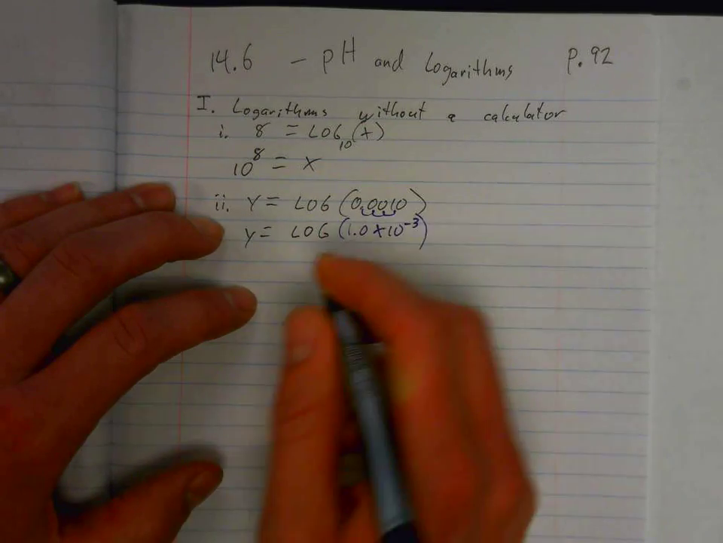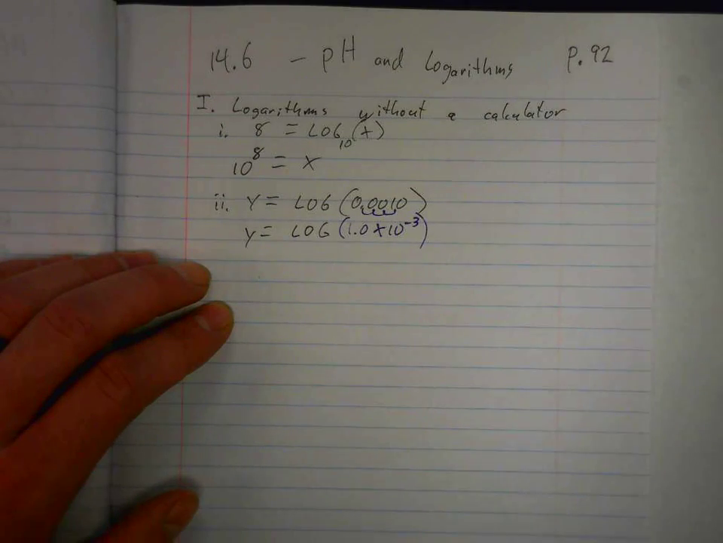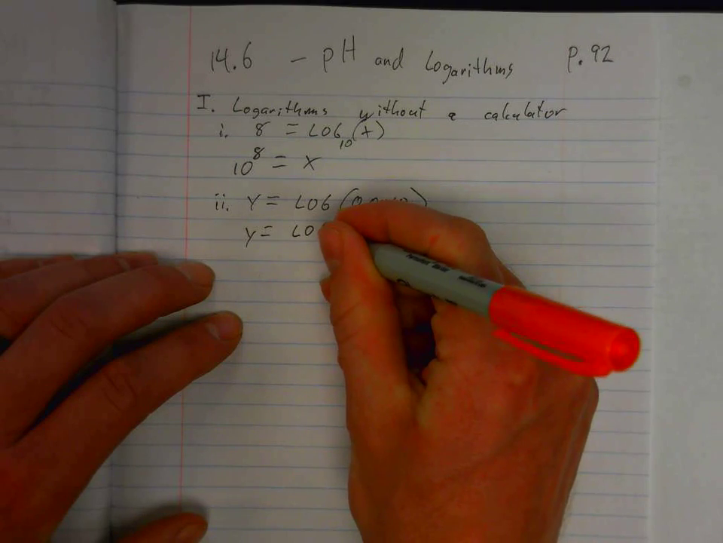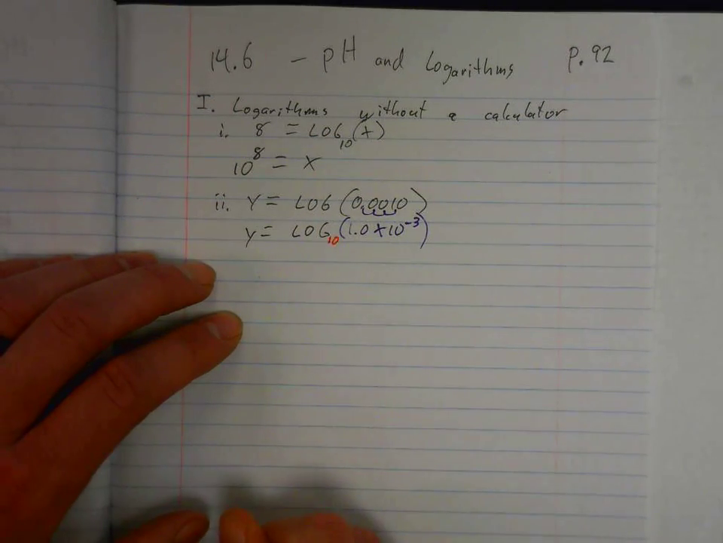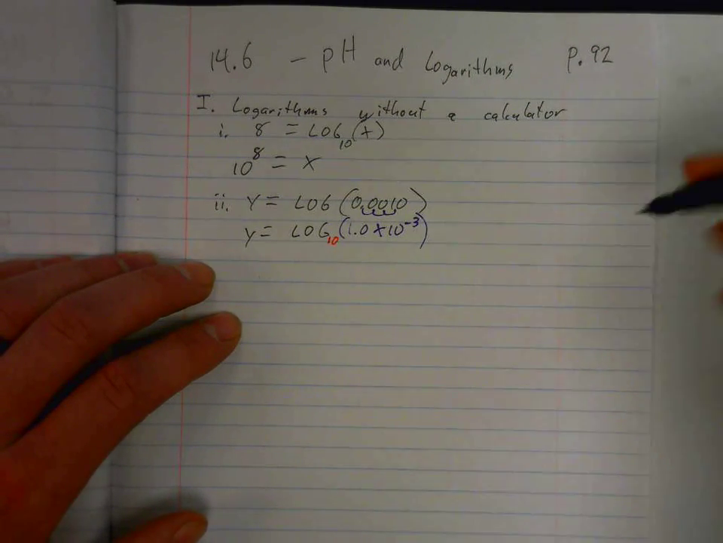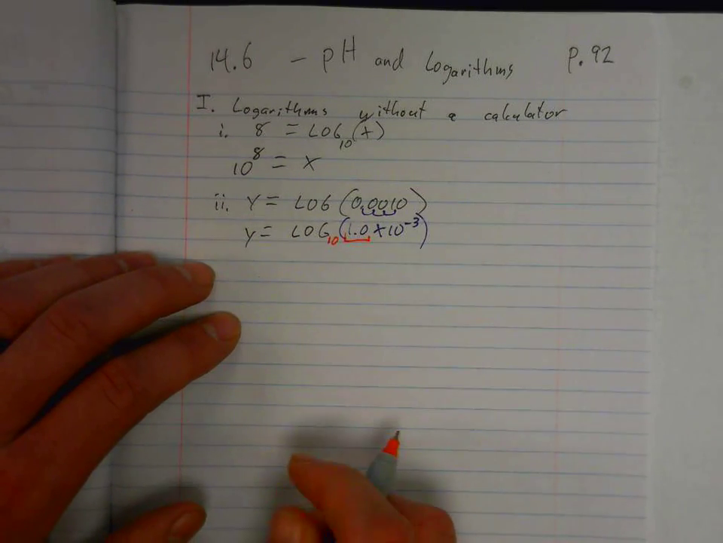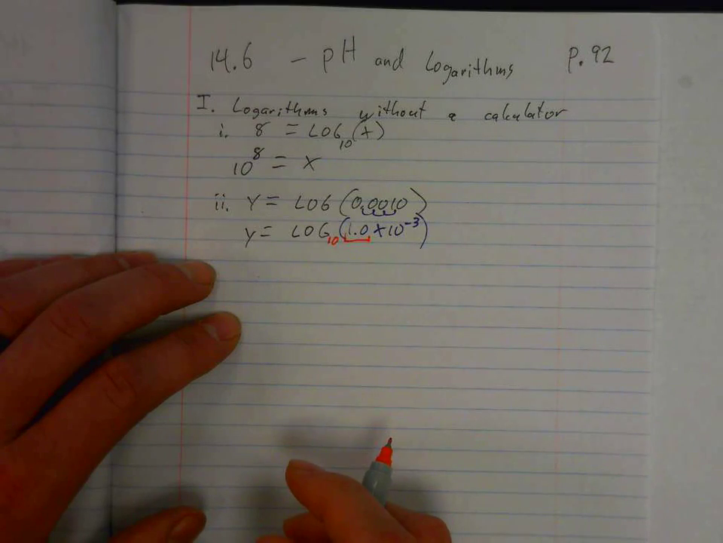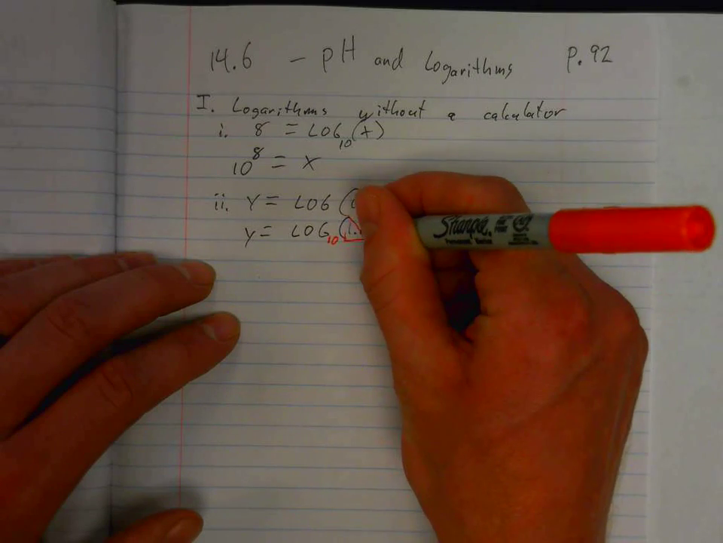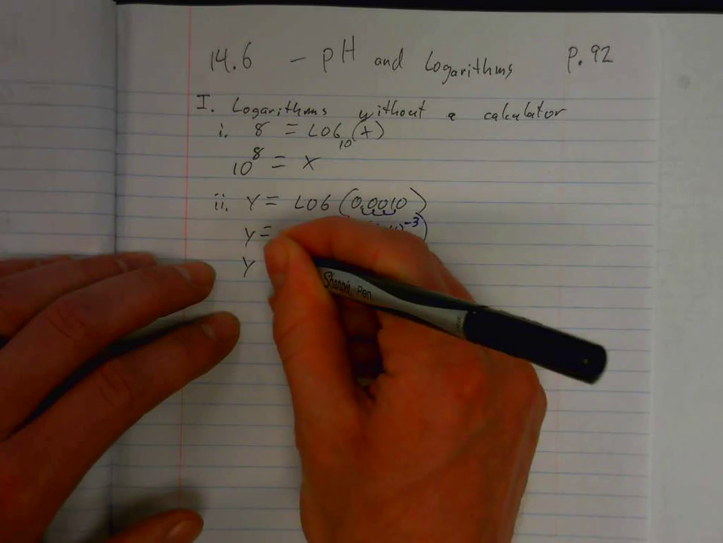Now remember that this is a base 10 logarithm, so that's understood to be there. Also, we can simplify this even further. Since there's a 1 right here, does the 1 do anything? No, the 1 doesn't really do anything. It doesn't change the number, so I'm just going to ignore that 1, and I'm going to think of it like this: y equals log base 10 of 10 to the negative third.